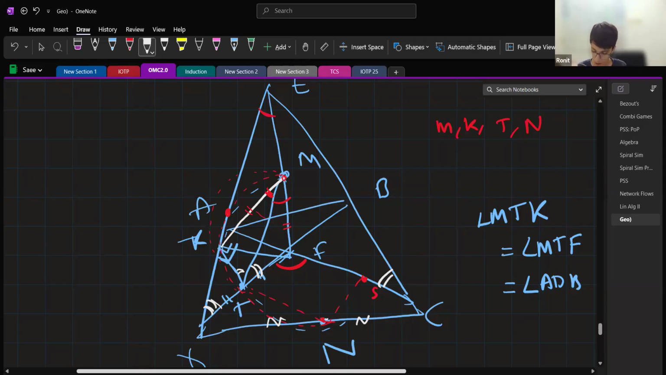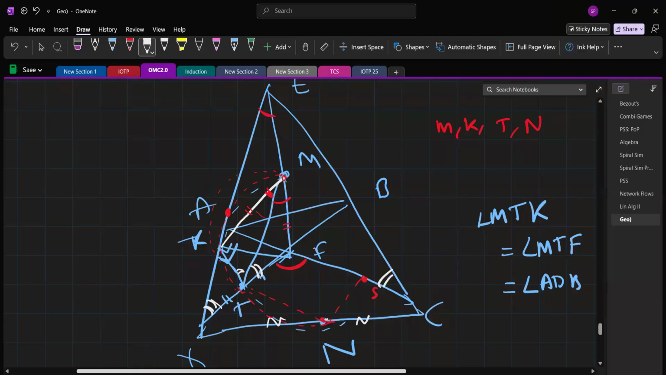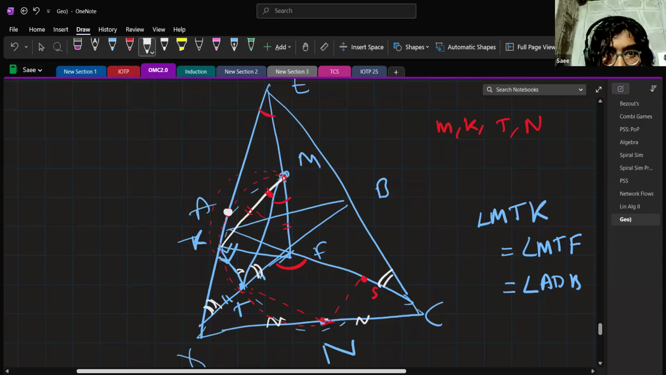Like PTM is equal to PDF is equal to ADB is equal to ACB, by the cyclicity. So let's call this midpoint also something. Yeah, I used P. Did we use P already? No, I don't think so.